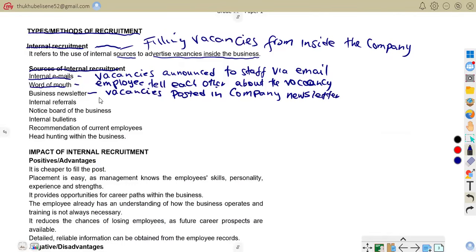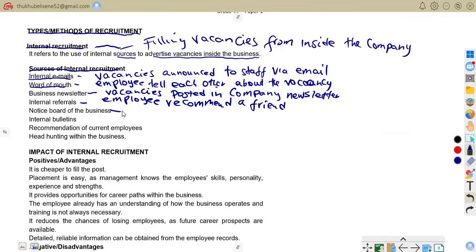Also, we can talk about internal referrals. With internal referrals, an employee recommends a friend or a colleague already working there.